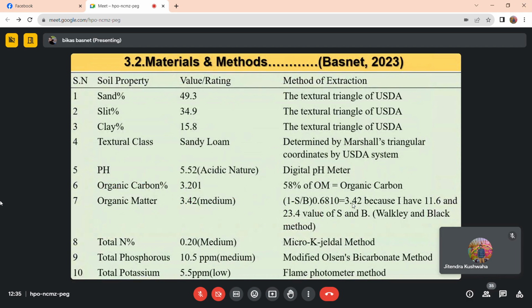And here is the materials and methods section for the quantitative and qualitative study of the soil parameters. And I use the USDA textural triangle for the qualitative and quantitative study, and Walkley and Black method for extraction of organic matter present in the soil.